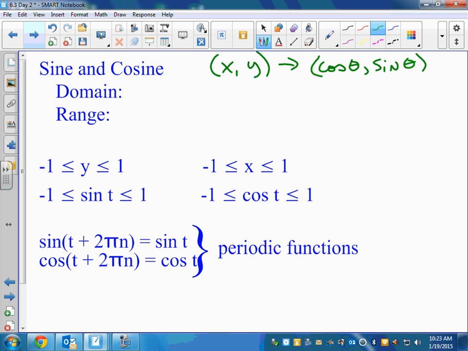So we are going to say that the domain of sine and cosine is all real numbers. You can pick anything you want. So remember to write the domain. We're going to say negative infinity to infinity.